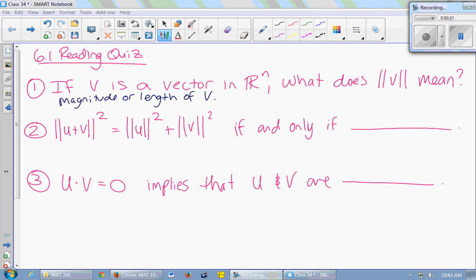Okay, the length of U plus V squared is equal to the length of U squared plus the length of V squared if and only if what? They're perpendicular. Or orthogonal. U, V, orthogonal.